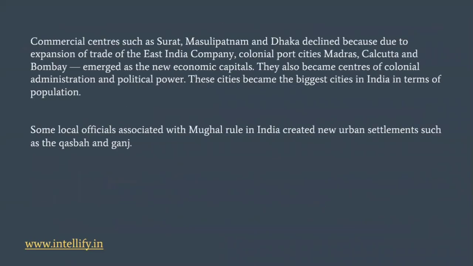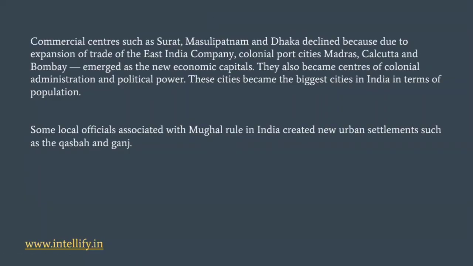Next, commercial centers such as Surat, Masulipatam and Dhaka declined due to the expansion of the trade of the East India Company. Colonial port cities Madras, Calcutta and Bombay emerged as the new economic capitals. They also became centers of colonial administration and political power. These cities became the biggest cities in India in terms of population.